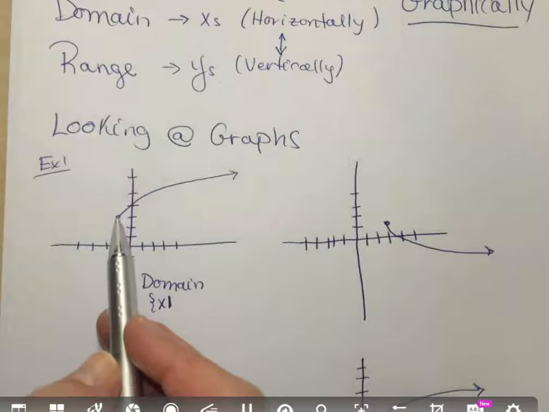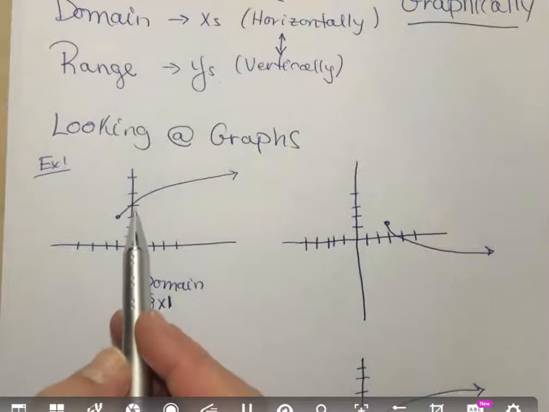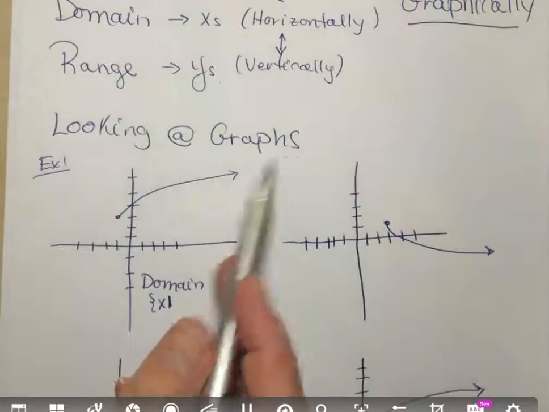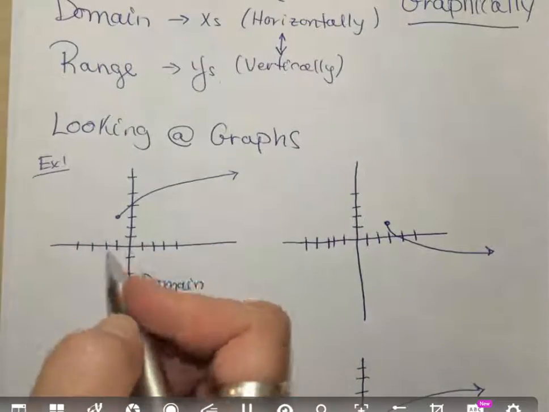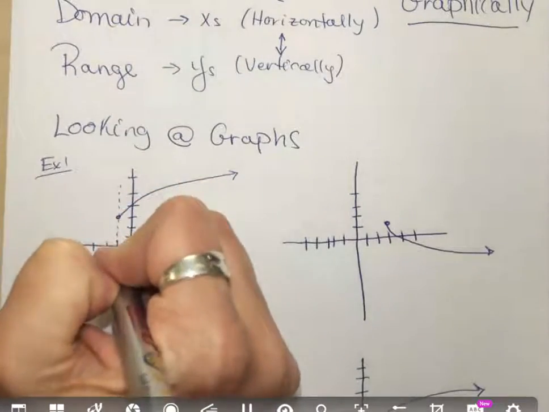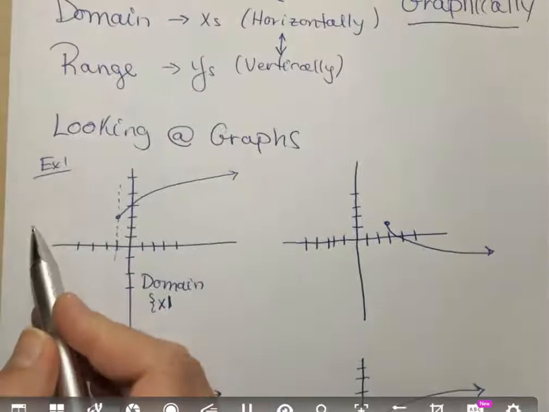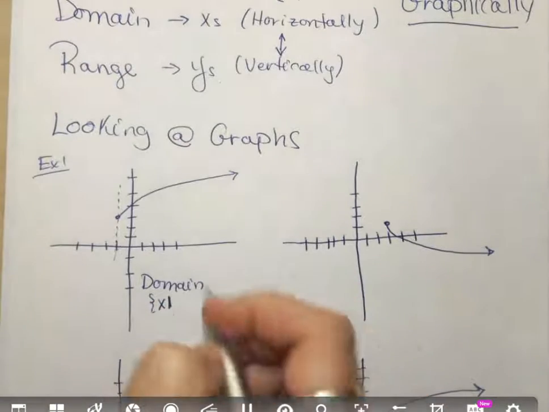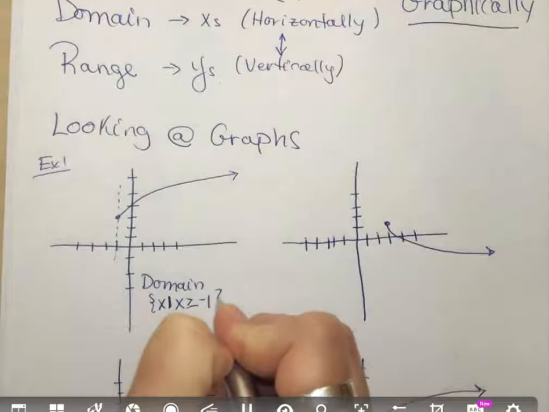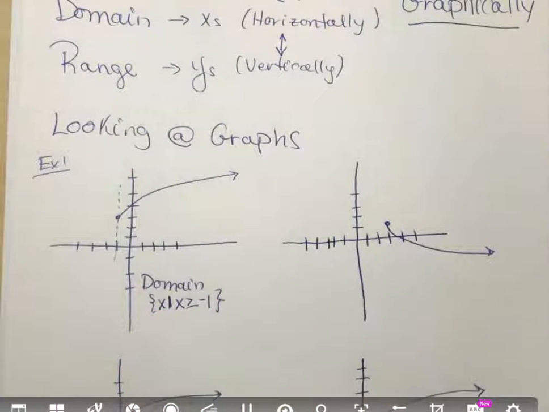We know it's -1 and 3. I could find one for 0. I could find one for 100 because this is extending out. So what I know is here is the line that it does not cross horizontally. So I know x needs to be greater than or equal to -1. That would be my domain.